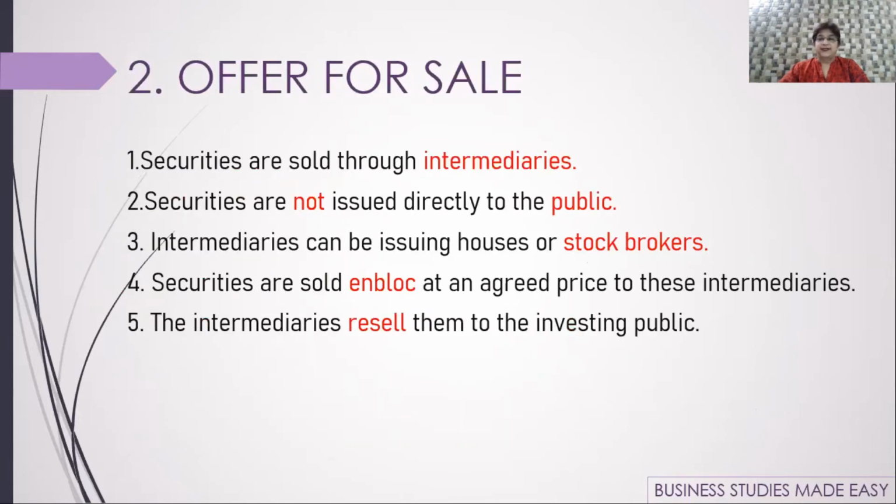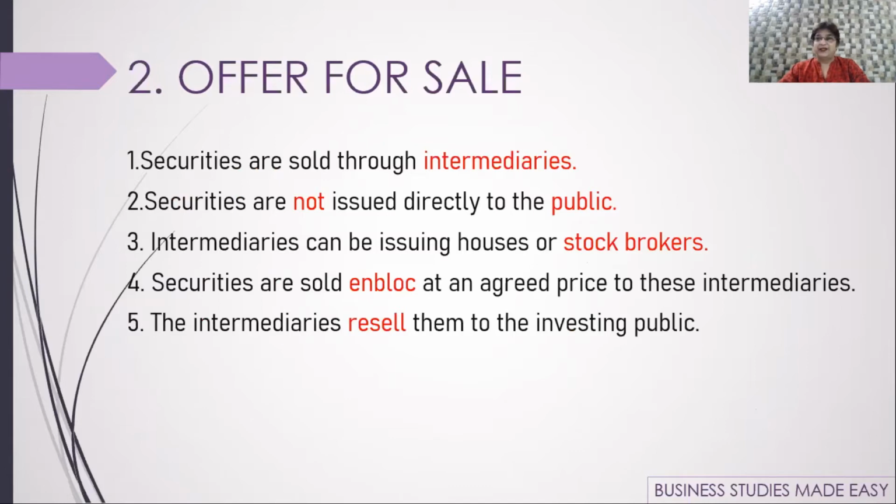Then come to offer for sale. Now let us say a company needs 100 crores. Now that's not a very big amount for a big company. So they need a small amount of 100 crores. Now what they do is they get hold of some intermediaries, brokers, and they sell it en bloc to them. They don't go to the public, because going to the public is a long process. So you have to first take out an advertisement and then wait for them to buy the shares.